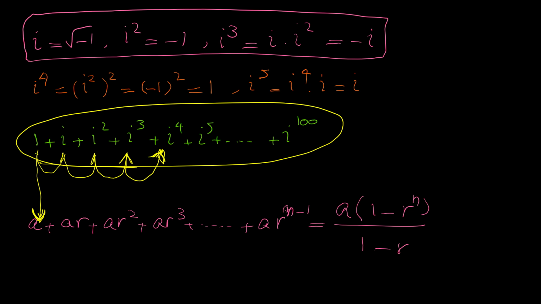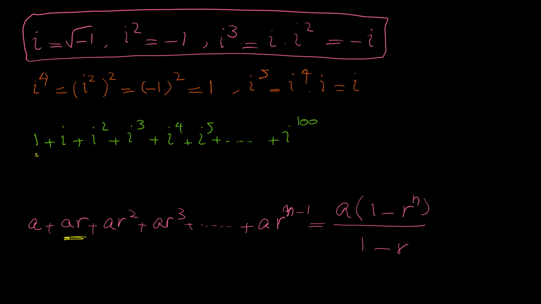If you pay attention, the ratio is I. Because when we multiply 1 by I, we get this term. When we multiply this by another I, we get to the next term. By another I, and so on. So, it is clear that we have a geometric series here, whose first term is 1 and whose ratio, or R, is I.